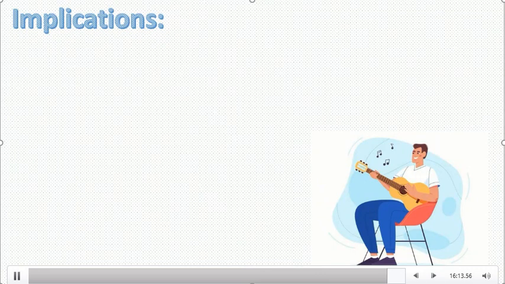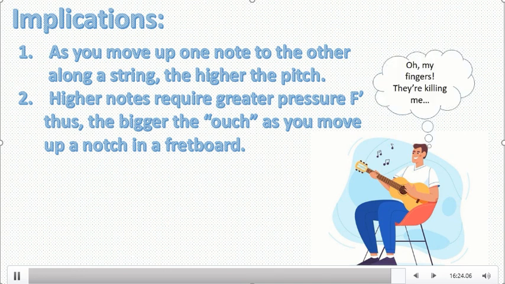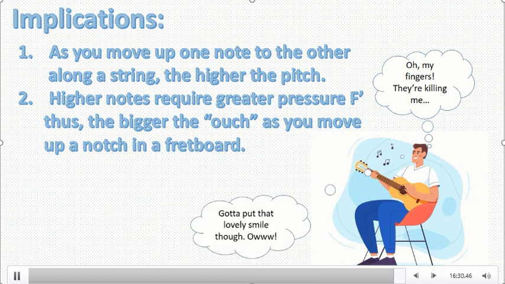Implications: 1. As you move up from one note to the other, the pitch gets higher. 2. Higher notes require greater pressure F prime. Thus, the bigger the ouch as you move up a notch on a fretboard. Guitarists form calluses on their fingers due to this.